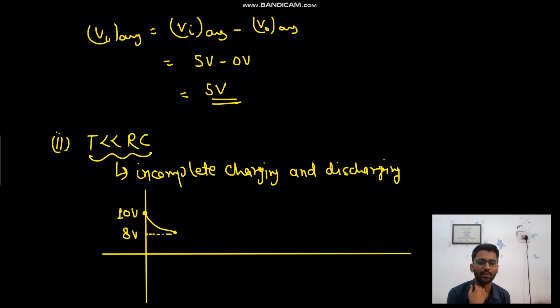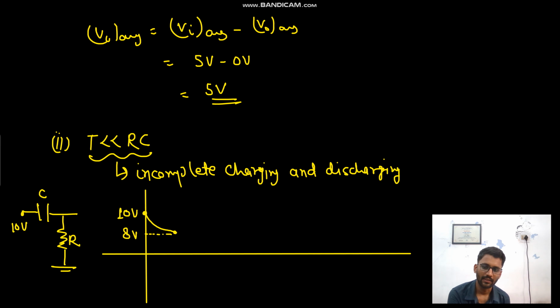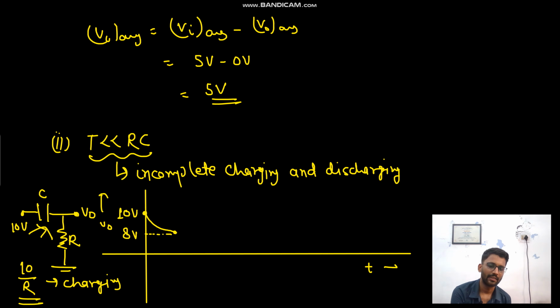I shouldn't draw it directly, because many of you will not be able to understand it. This is R, this is 10 volt, this is C, and this is V naught. Now the capacitor is getting charged with 10 by R current, right? 10 by R current is the charging speed. We are talking about V naught. So the capacitor is getting charged. Let us assume it is charged to 2 volt.